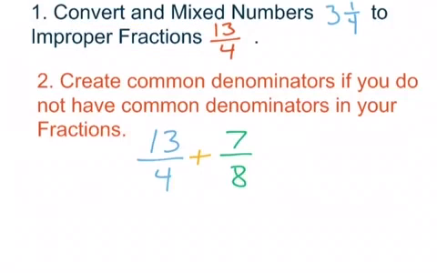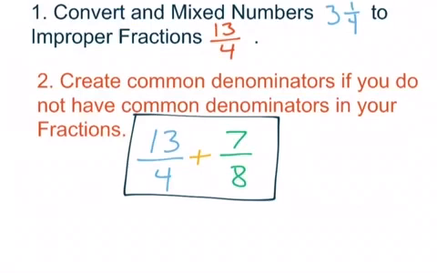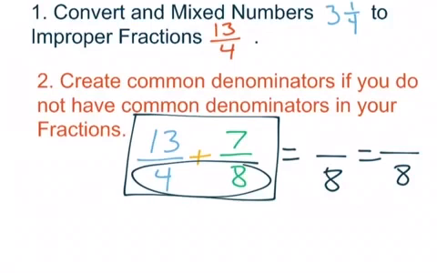Next, you're going to create common denominators if you do not have common denominators in your fractions. So in this one right here, I have 13/4, an improper fraction, plus 7/8. You notice I do not have common denominators, so I need to create them. What's a number that both of your denominators can go into? When I think of 4 and 8, 8 would work for both, because 8 goes into itself, and if it stays the same, your numerator stays as 7.